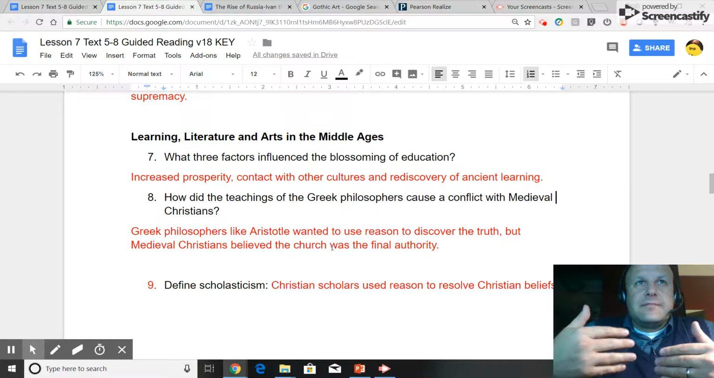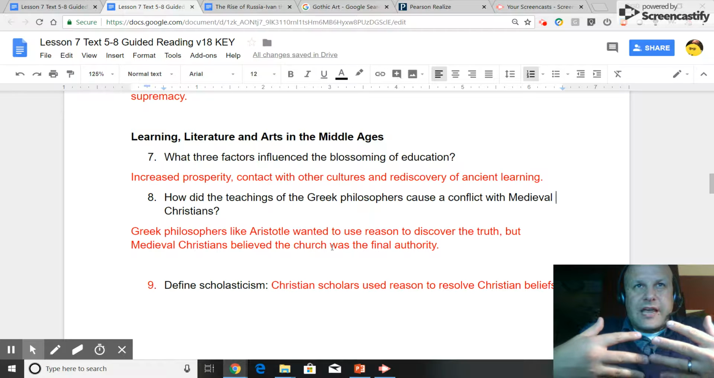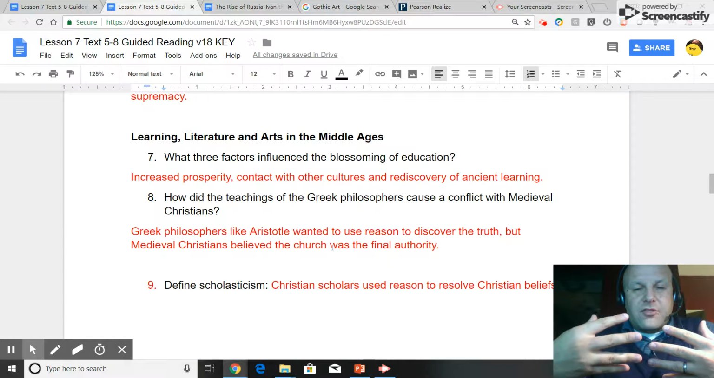So, teachings of the Greek philosophers caused a conflict with some medieval Christians, because, as you may remember, Greek philosophers like Aristotle wanted to use reason, and we talked about the idea of humanism, and the idea that people's thoughts had value, and getting to the truth by using reason.